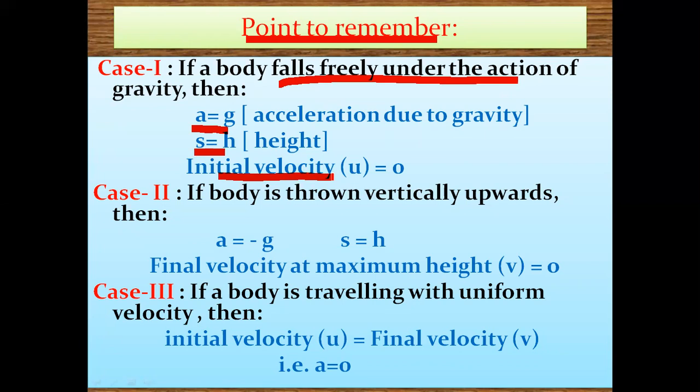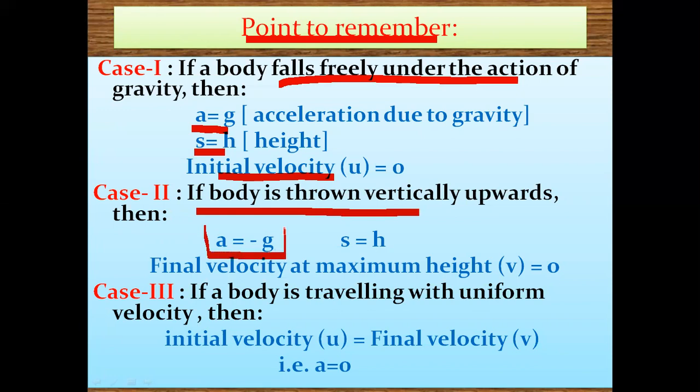Remember, when a body starts from rest, initial velocity will be 0, and when a body is thrown from a height, at that time also the initial velocity u is equal to 0. Even if the question doesn't give that value, you have to understand that when something is thrown from a height, its initial velocity will be 0, and when a car or vehicle starts from rest, its initial velocity will be 0.